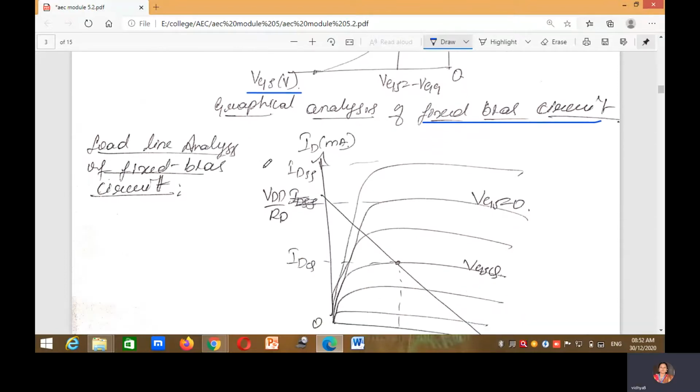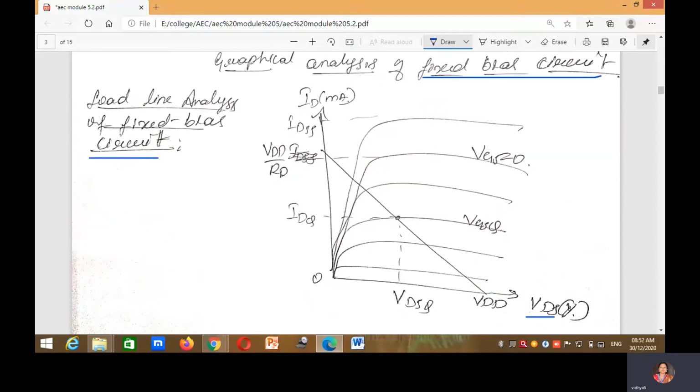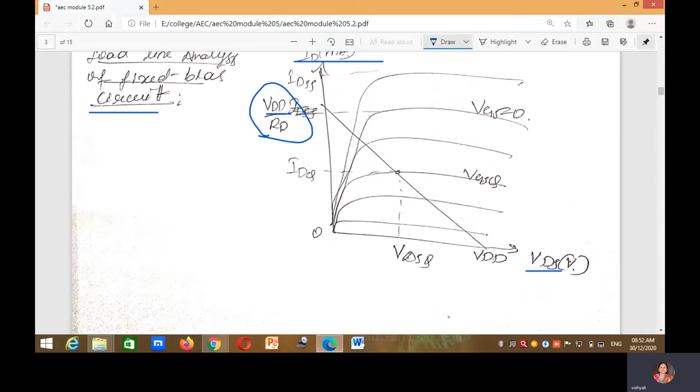Next is load line analysis of a fixed bias circuit. You can observe here VDS versus ID. When VDS is equal to 0, ID is equal to VDD divided by RD. Next, when ID is equal to 0, VDS is equal to VDD.